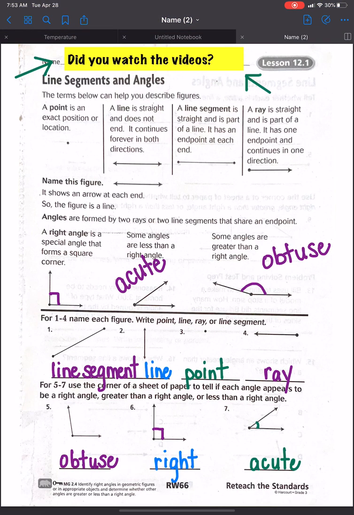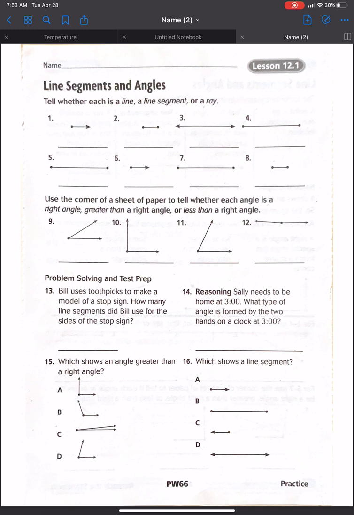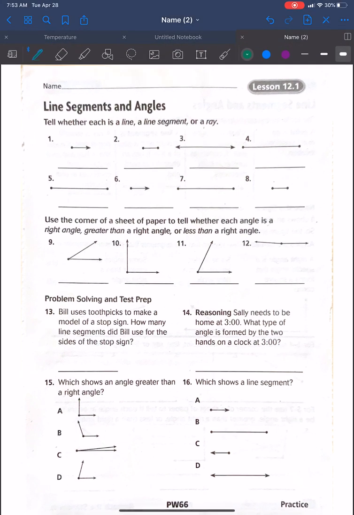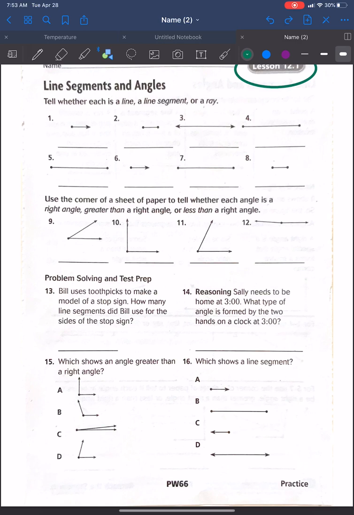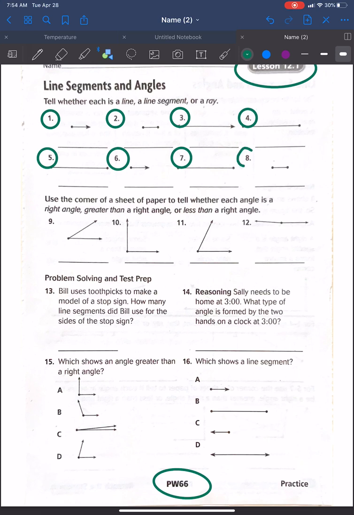Alrighty, your job is to do PW 66, which is our lesson 12.1, PW 66. Oops, wasn't supposed to do that. Supposed to circle it. There we go. And I would like you to do this whole page. So go ahead and do the whole page. Number 1 through number 16.